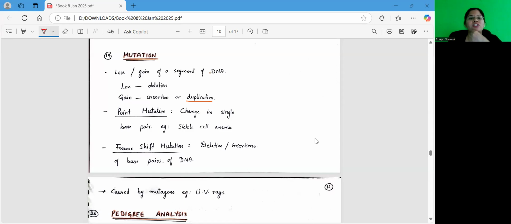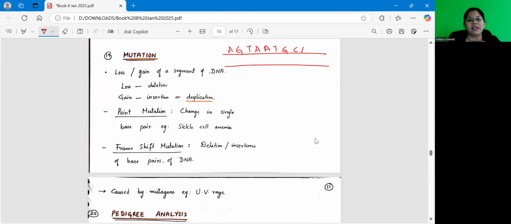Mutation is any change in the sequence of the nucleotides in the DNA. Clear? Let us say this is the DNA we have. We have A, G, T, A, T, G, C, A, something like this. Now we have base pairs also, isn't it? If this is a normal sequence of the DNA, and there is any change in this sequence, then we call it a mutation in the DNA.